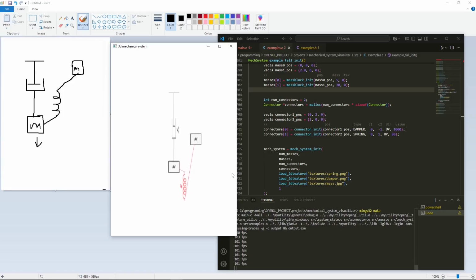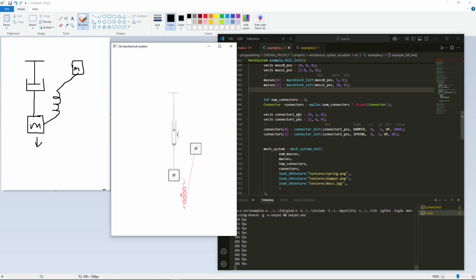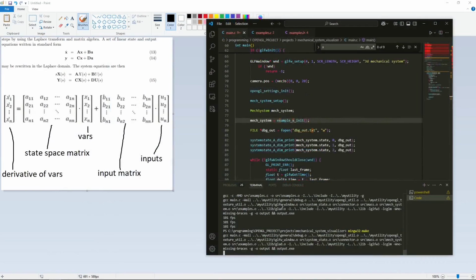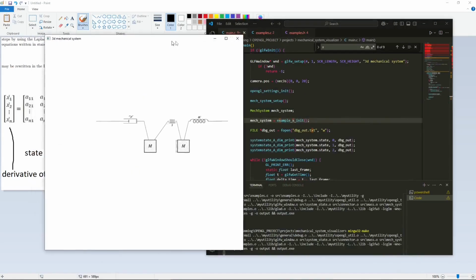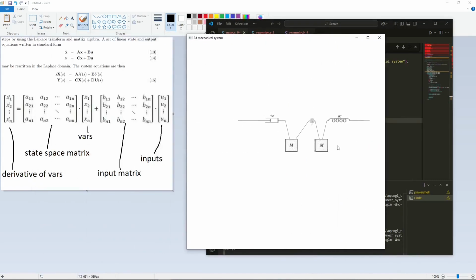When running, positions of the masses are calculated using a statespace matrix. Connectors only allow movement in one direction, X, Y, or Z. A statespace representation is a way to transform a higher order differential equation into a bunch of first order differential equations. These equations are represented in terms of a statespace matrix, state variables, the derivatives of state variables, and inputs. This makes it easier to solve differential equations.